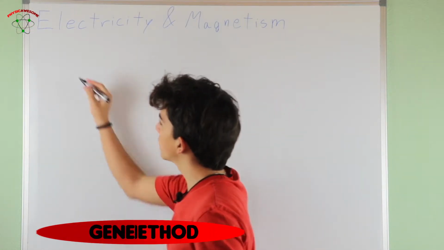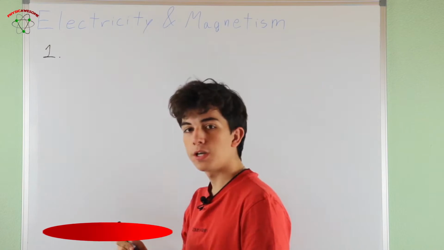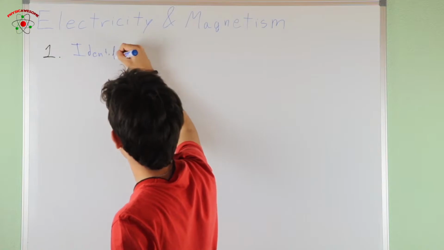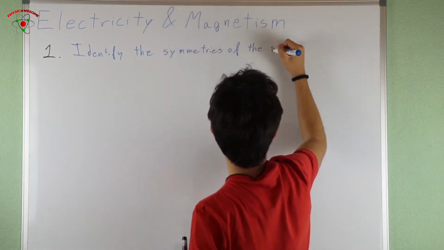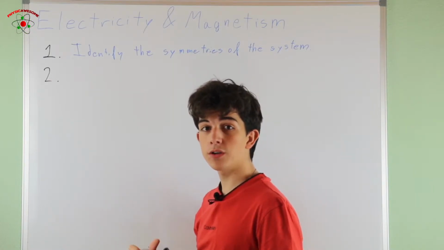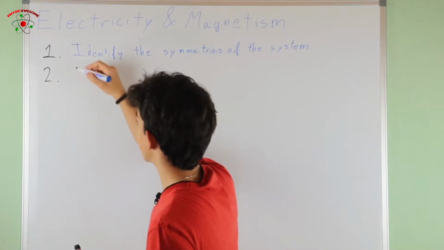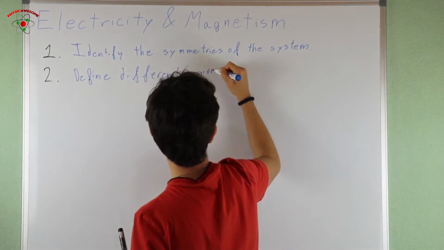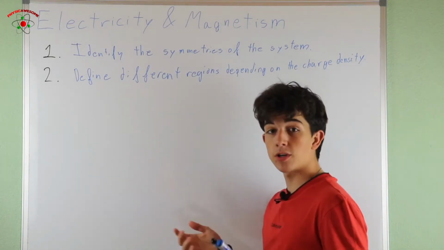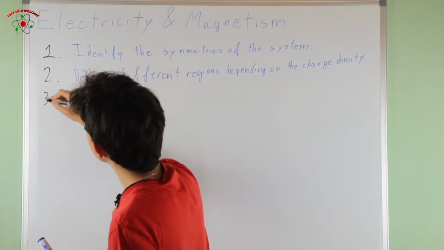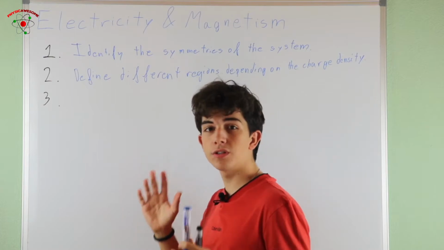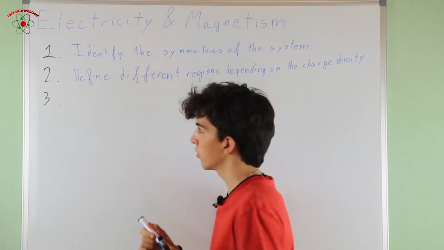First of all, the first step we have to do is to identify the symmetries of the system. Now that we know that, we need to define different regions depending on the charge density. After that, you need to determine, or really you need to do steps 2 and 3 at the same time, you need to determine the direction of the electric field.